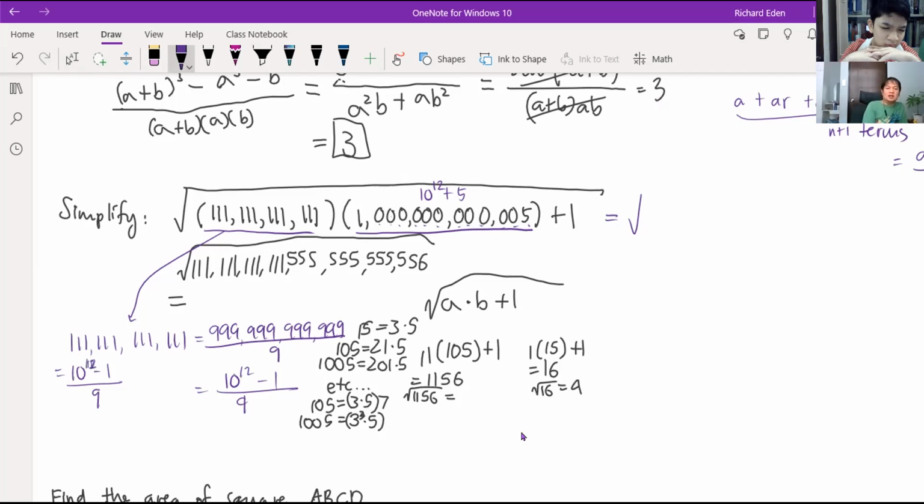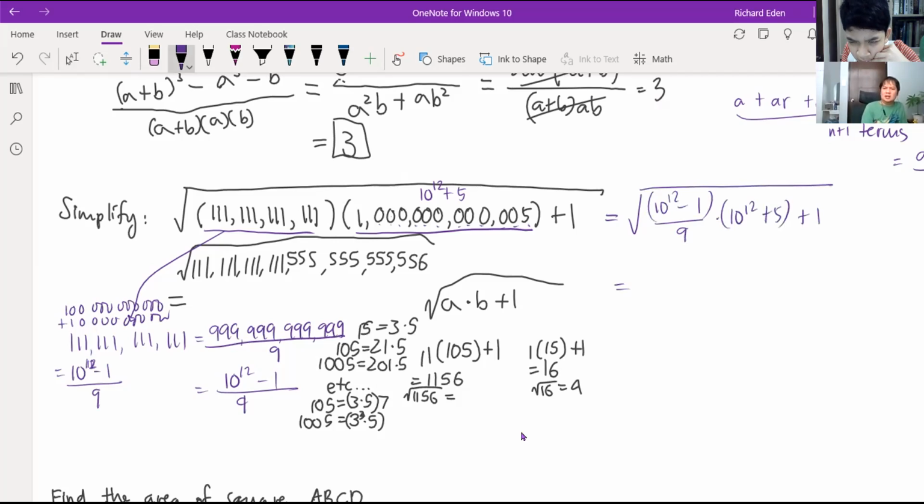Because as a geometric series, this is 1 followed by many zeros plus 1 followed by, again, so many zeros. Okay, so anyway, that's what the first factor is. It's 10 to the 12 minus 1 over 9 multiplied by 10 to the 12 plus 5 and then plus 1.